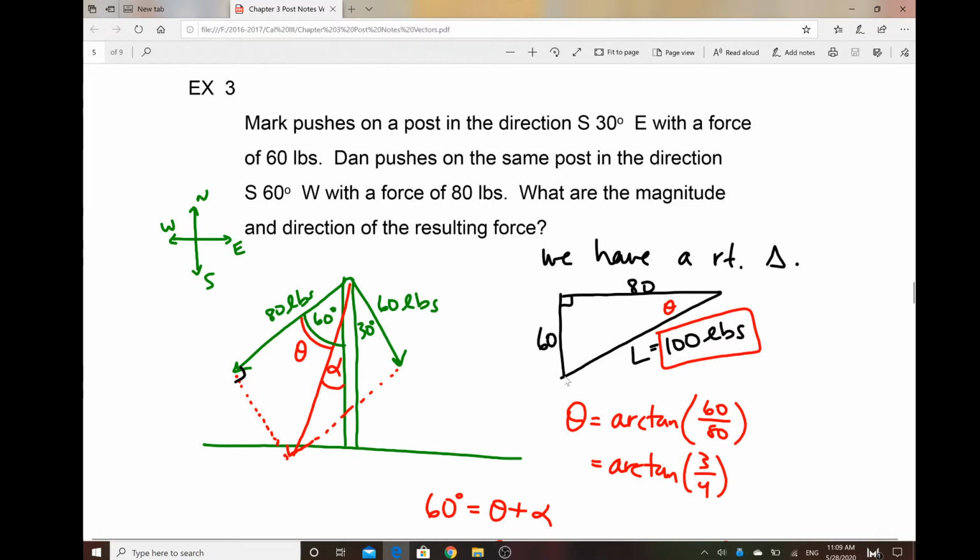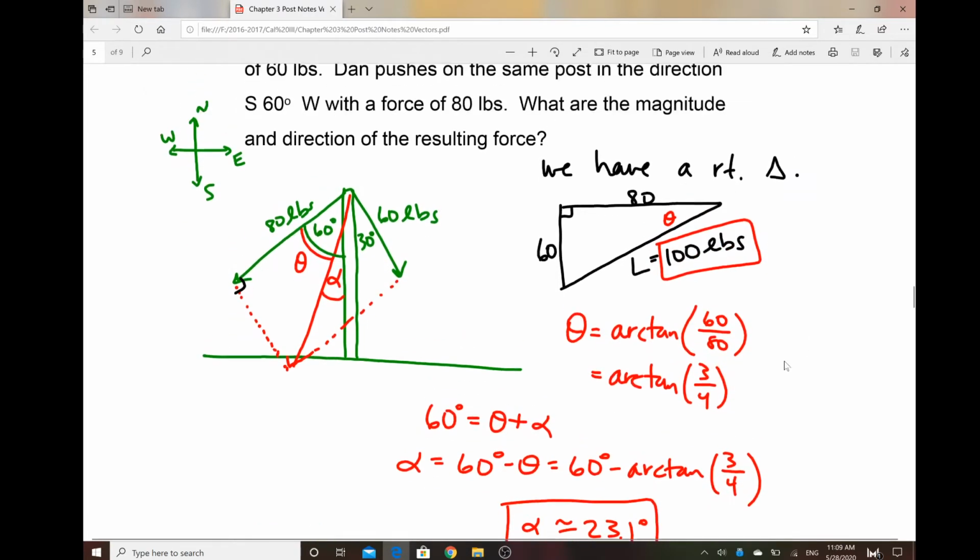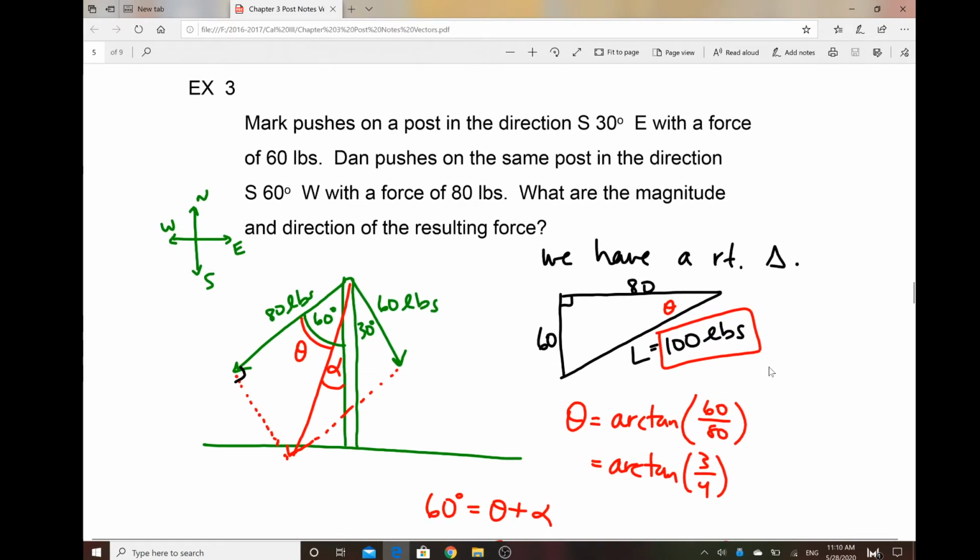So in order to find the resulting force, we use the Pythagorean theorem, which gives 100 pounds. And to find the direction, we use the inverse of tangent. So theta is arctangent of 60 over 80, because that's opposite over adjacent. So we have arctangent of 3 over 4. This is not one of the special angles, so we're going to find out exactly what that is. But keep that in mind, 60°.